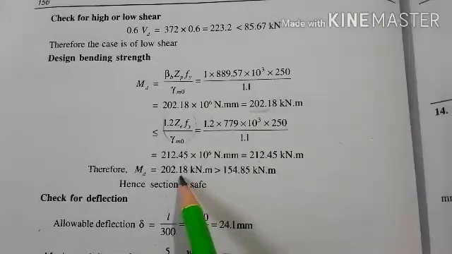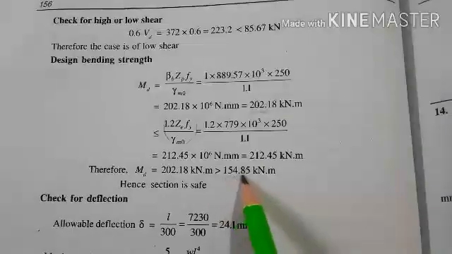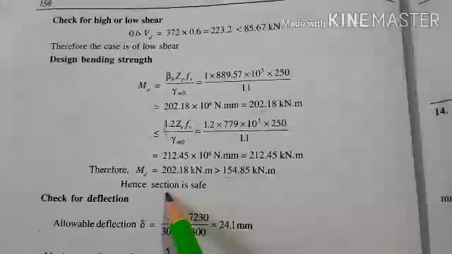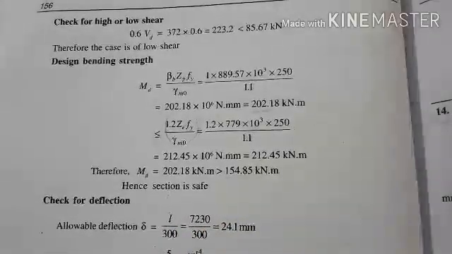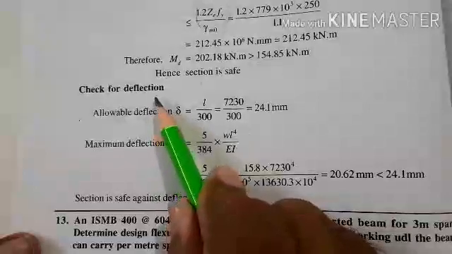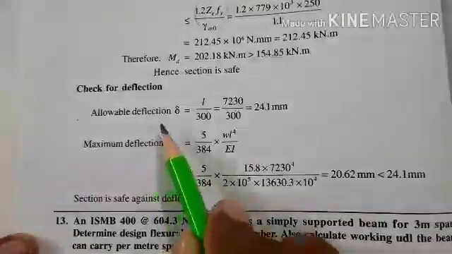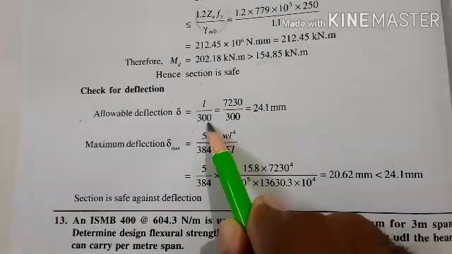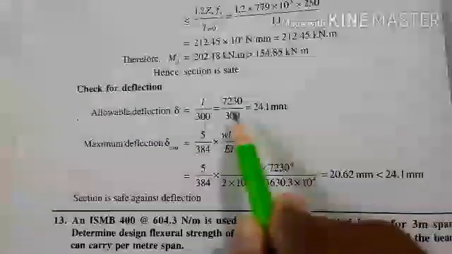And this is the design strength of the chosen section in bending, but how much will the actual bending be? 154.85 kilonewton meter, hence the chosen section is safe in bending. Then next, very important, check for the deflection. So allowable deflection for the simply supported beam will be L by 300. This is the allowable deflection as per the code.